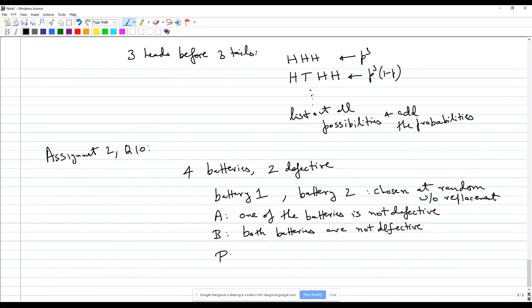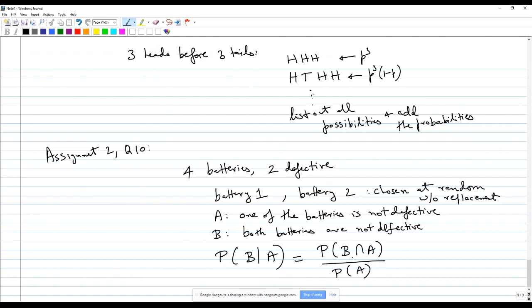So probability of B given A is what is asked. How do you find this? The probability of B intersect A divided by probability of A. So you have to find probability of A. One of the batteries is not defective, which means what? Battery 1 could be not defective, or battery 2 could be not defective, or both could be not defective. This B is the last case, both batteries are not defective. So you find each of these things.